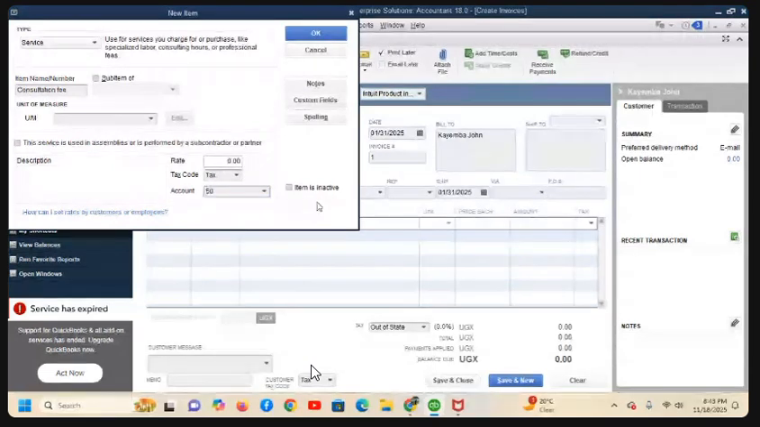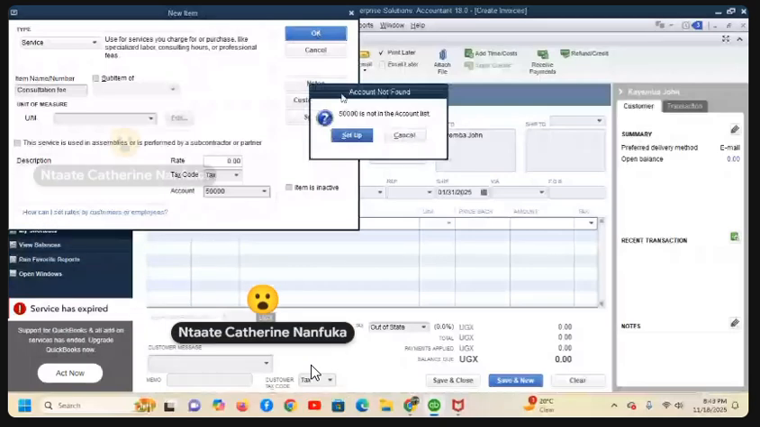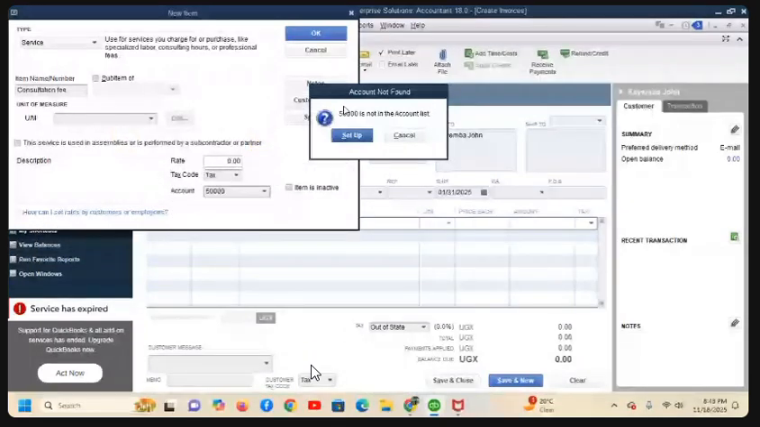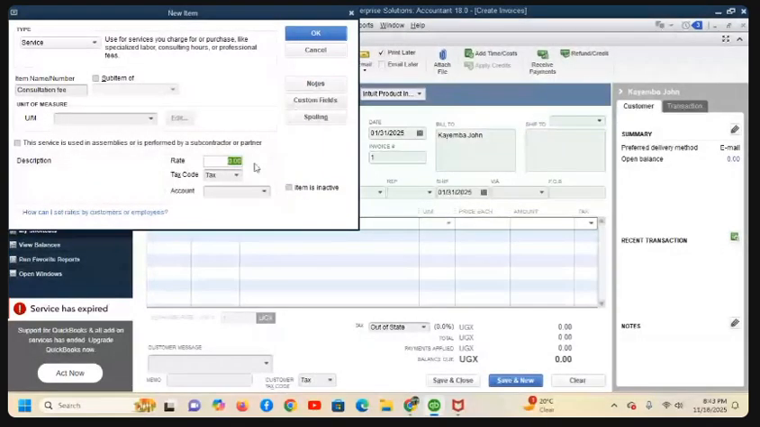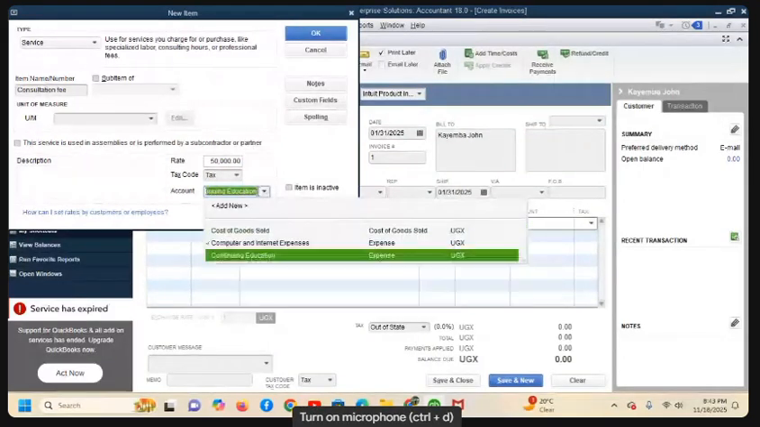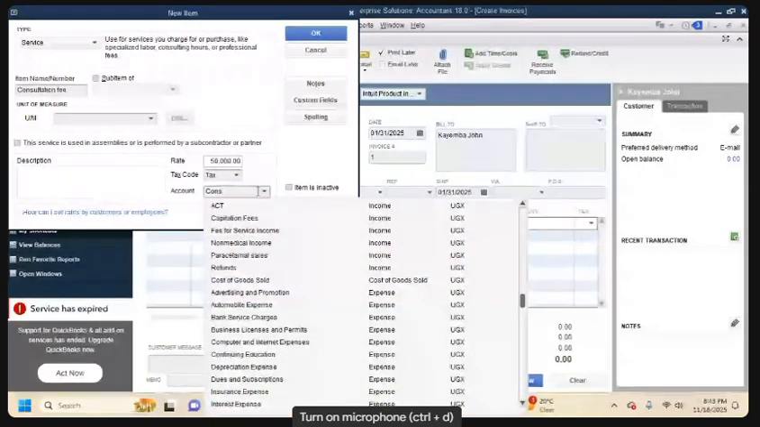50,000. So you put 50,000, you click OK. Sorry, I made a mistake. Okay, where I'm supposed to put the account, the fee is supposed to go where the rate is. So here we have 50,000. Then which account? I'm going to have consultation fee account.